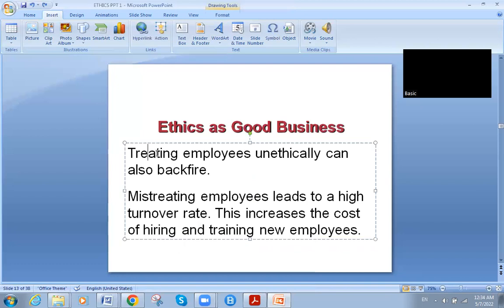Treating employees unethically can also backfire. That's true. Mistreating employees leads to a high turnover rate. What is the turnover rate? The turnover rate is the number of workers who leave the work because they found negative points at the work, for example low pay, low morale, unfair treatment, unequal pay, or working under very severe stress. All these reasons let them leave. The number of workers who leave in a particular range of time, we call it turnover rate.